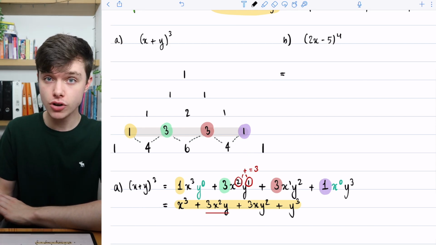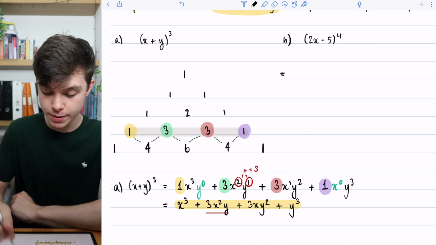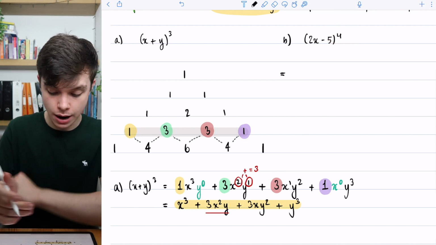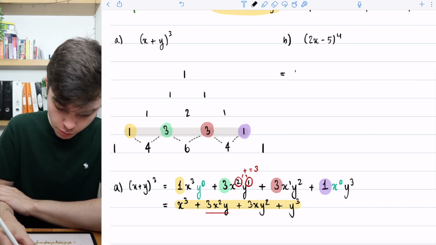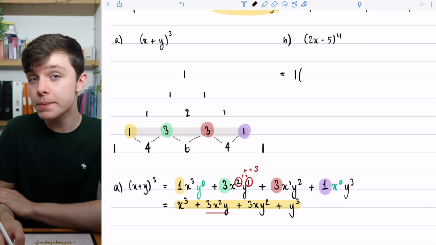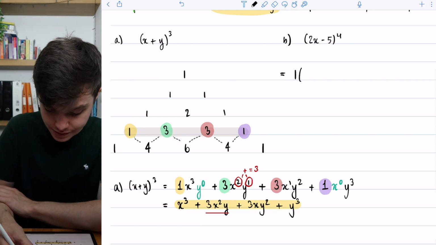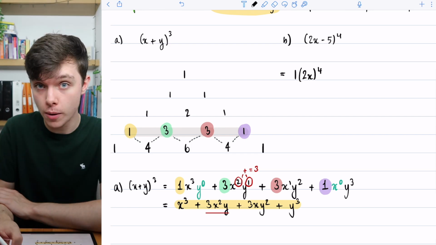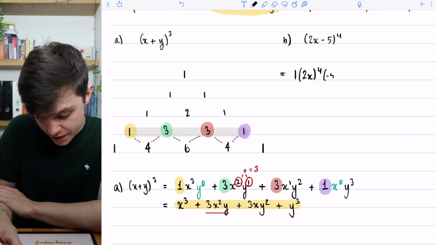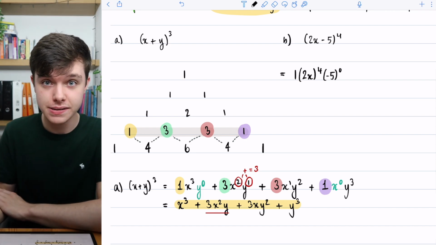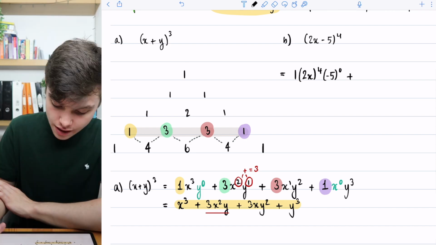We're going to have the first coefficient on row 5 because we're doing a power 4, so it's on the 5th row down. So it's going to be the first coefficient, which is a 1, multiplied by my first term in the bracket, which is 2x, multiplied by 2x to the power of 4. And the second term to a power of 0, if you want to be precise. Okay? That's the first term.